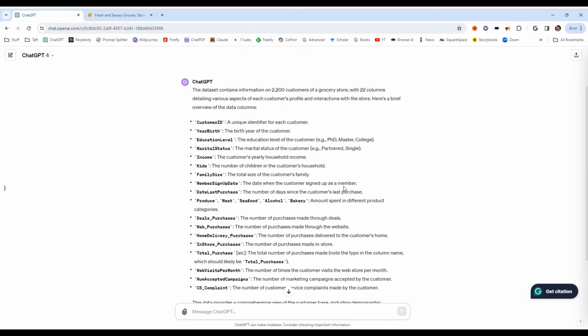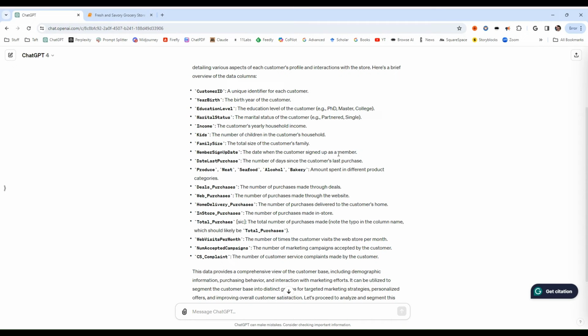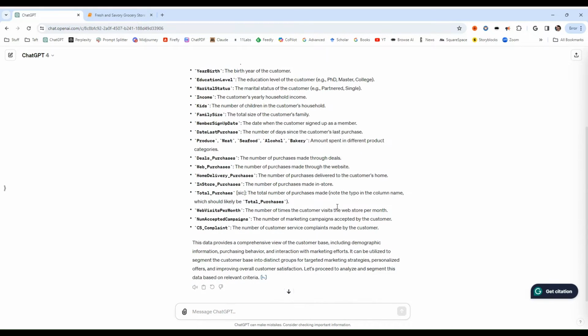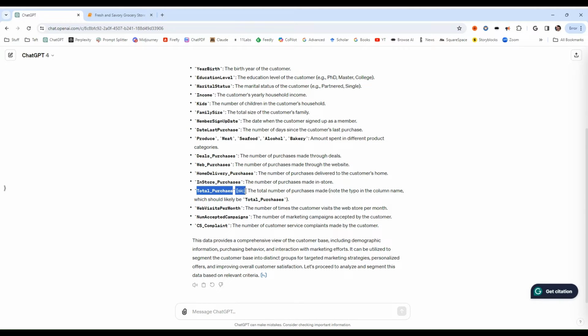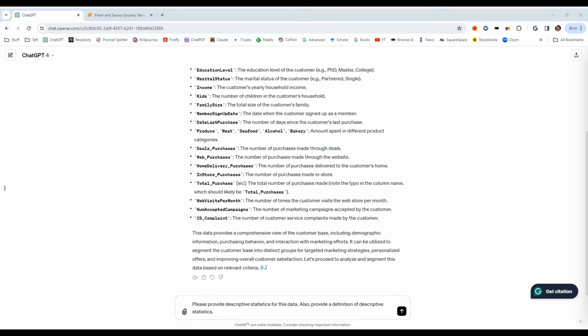Great. We now have a description of the data, and ChatGPT even caught that I misspelled something in the data. Now, let's ask ChatGPT to provide some descriptive statistics for the data. Also, you might not be familiar with what descriptive statistics are, so we're going to also ask ChatGPT to define that for us.